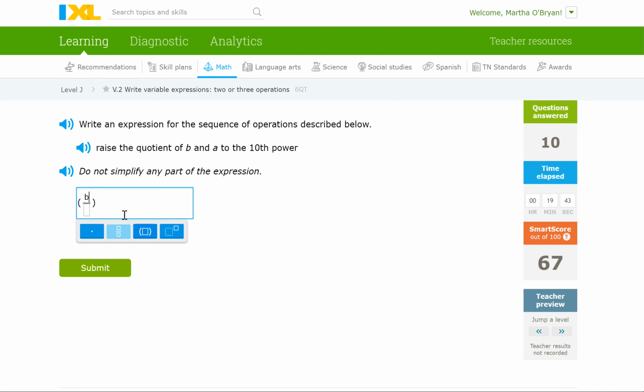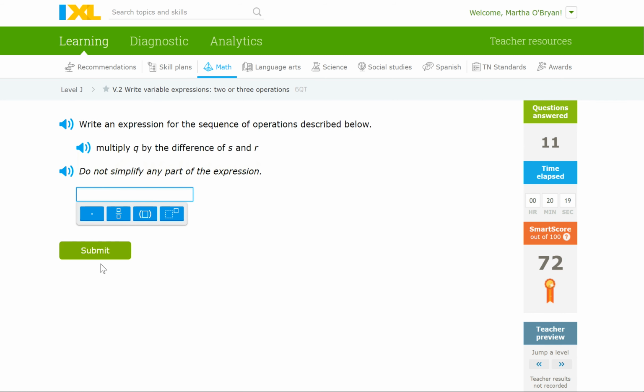Just so it's clear that I'm not putting just b to the power of 10 or just a to the power of 10, I put b over a in parentheses, just so it's clear that that whole thing is what I'm putting to the power of 10. And then I'm clicking the exponent button and putting in the 10. So that whole thing is to the power of 10, not just one part. If I had written just b a to the power, yeah, that wouldn't have worked. So I put that in parentheses and then put it to the power of 10.